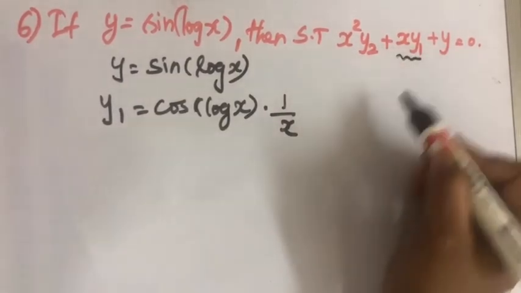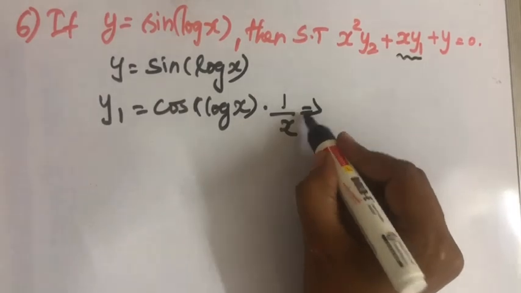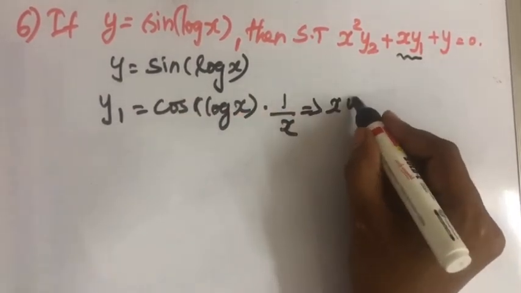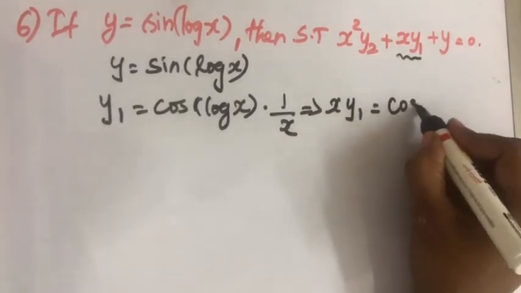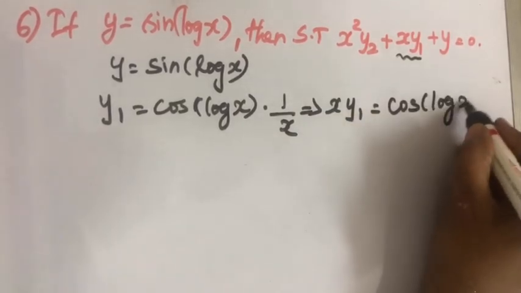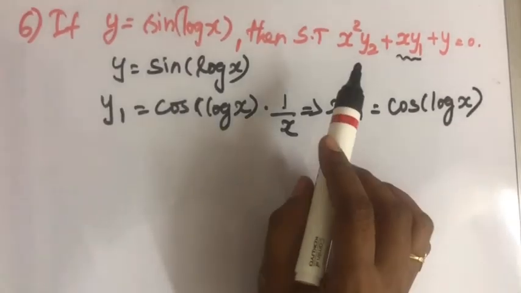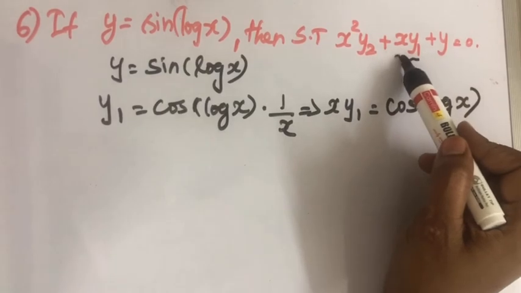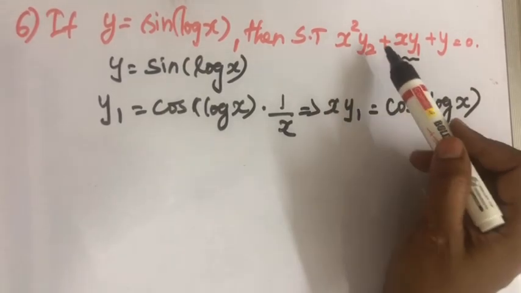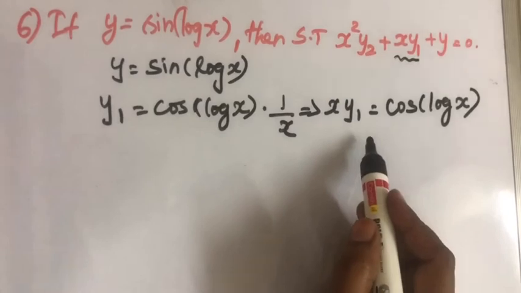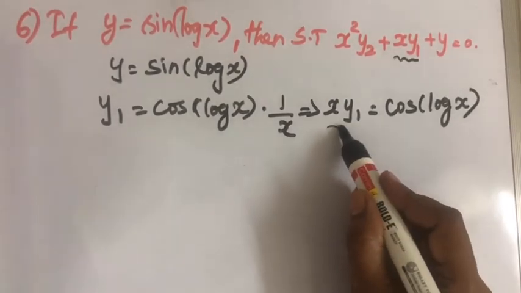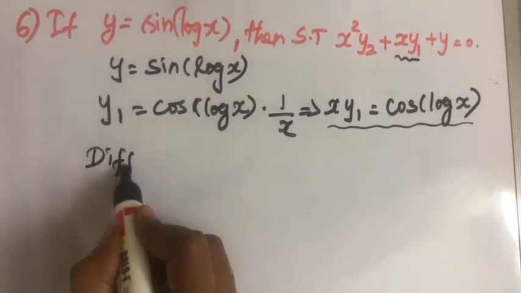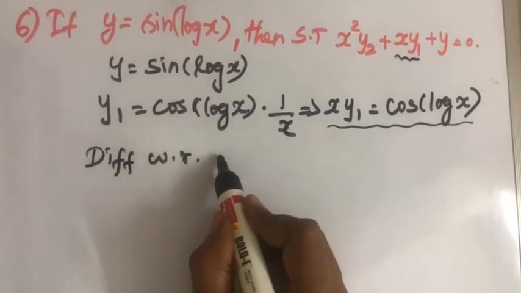We need x y1 in this. So that implies we can cross multiply x there. So x into y1 is equal to cos of log x. We need to find x square y2 also. We have y and x y1 now. We need to find x square y2. So now we have x y1 is equal to cos log x. I am differentiating that with respect to x.